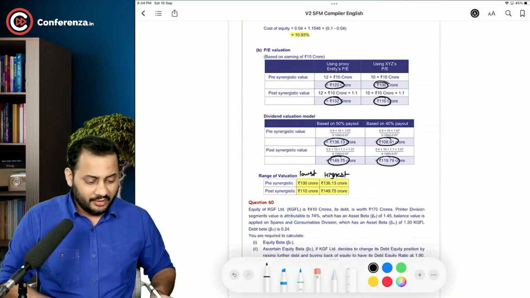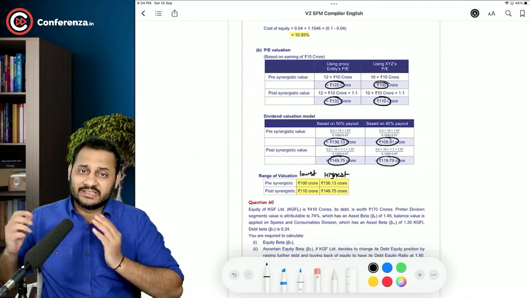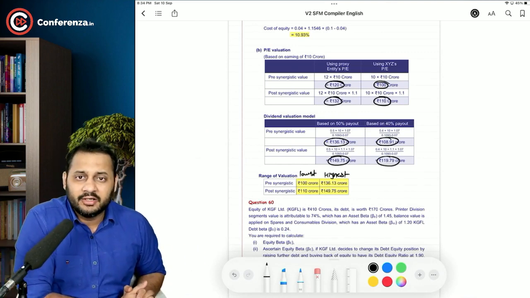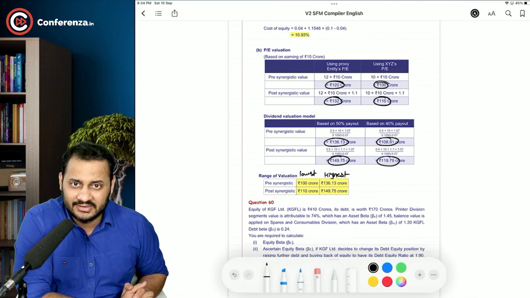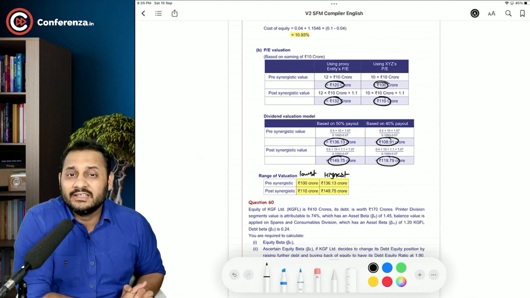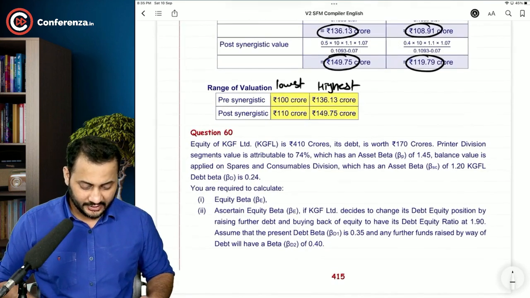See, you can argue on the answer, sir, how will we get to know that we have to use the proxy entity's data and also XYZ's data? Absolutely correct. You can use any one data, like XYZ's data, and finalize the answer, or proxy's data and finalize the answer. That's totally correct. But there will be at least 4 answers. Okay, sir, this was question number 59. I hope you understood that.